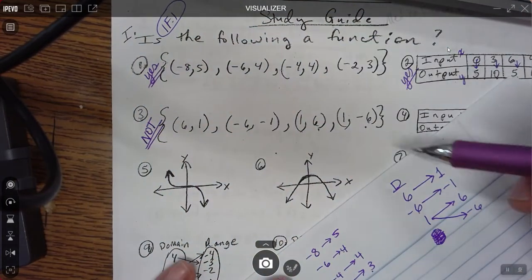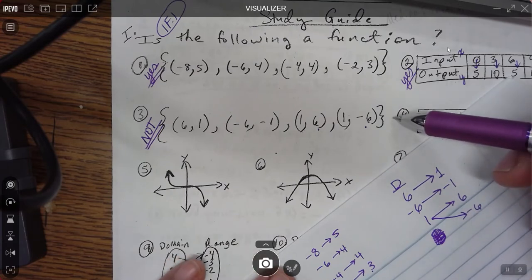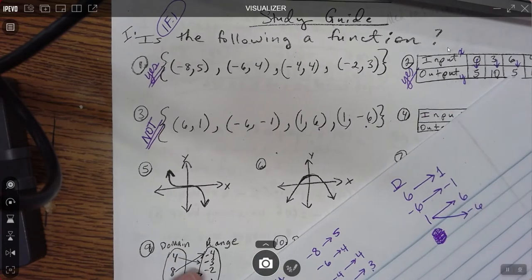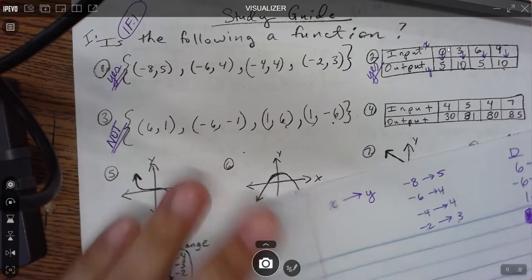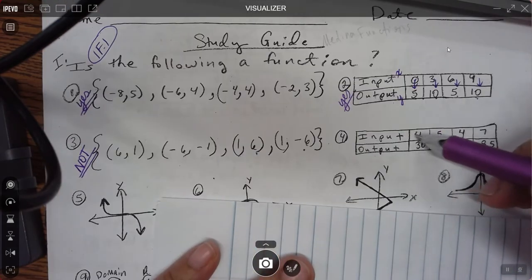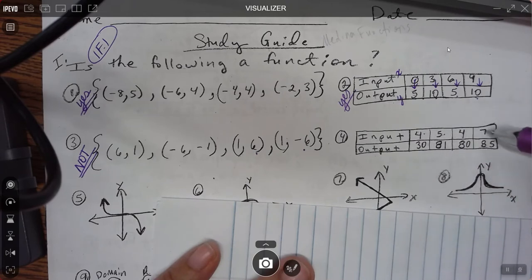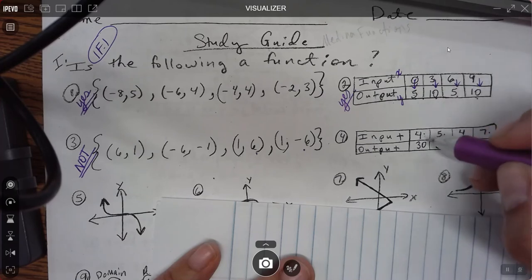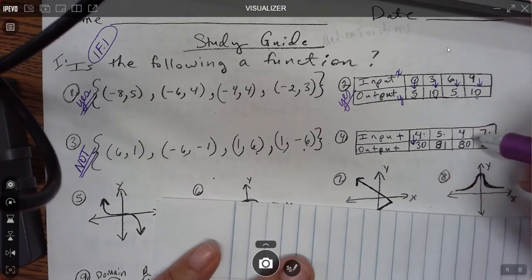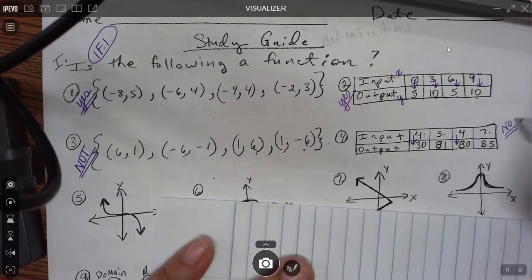All right, so why isn't this a function? Can you elaborate? Okay, good. All right, number 4. The input, that means these are the x's. We have an x of 4, a 5, a 4, and a 7. You see how 4 is mapped to 30, and 4 is also mapped to 80. So 4 has a double mapping. So then no. Double mapping means you're not a function.